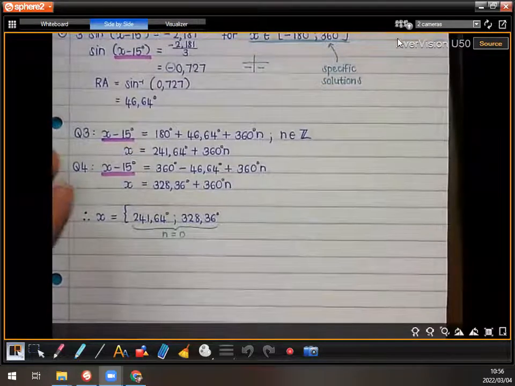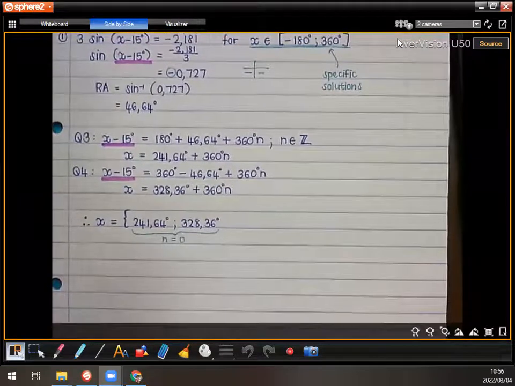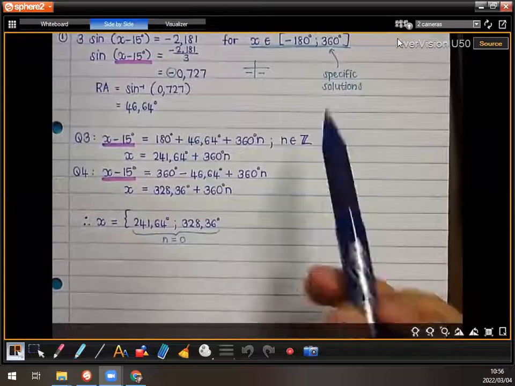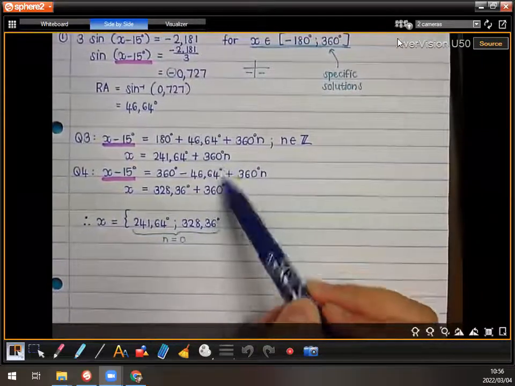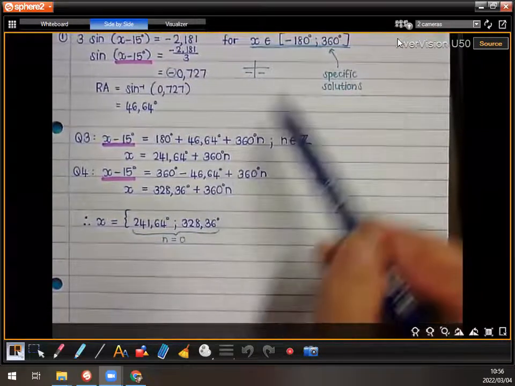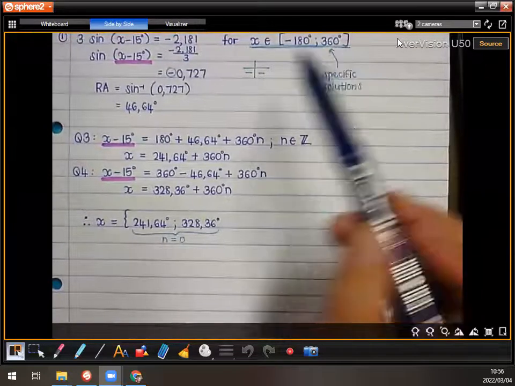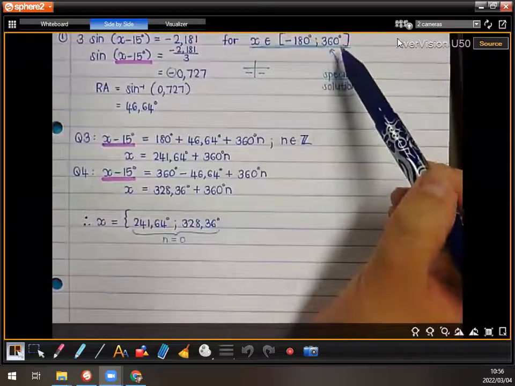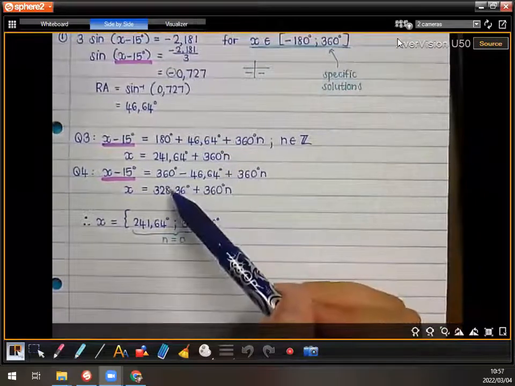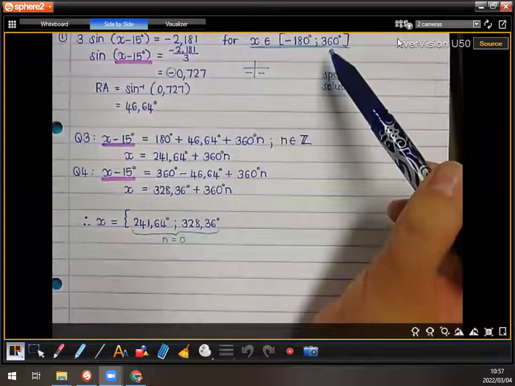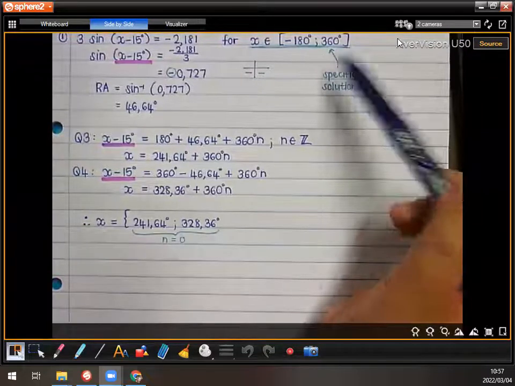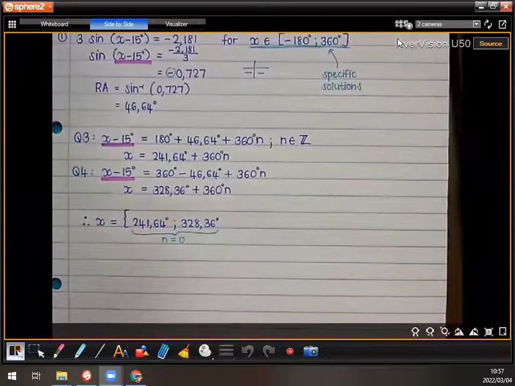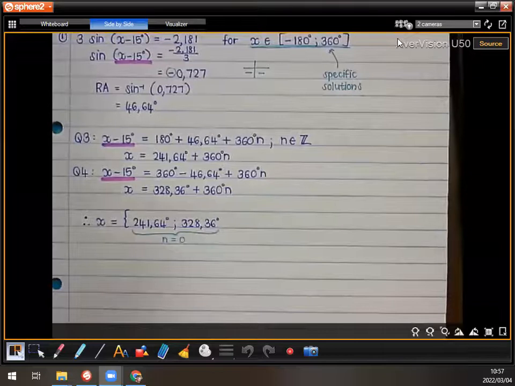So guys, if I make n equal to 1, when we start with 0, then we do 1, negative 1. If I make n equal to 1, do we agree that we're going to get in both of these cases values that are too big for my interval? So it's going to be 241 plus 360. That's obviously bigger than 360. All right? And for this one as well, this plus 360 is also going to give us something that is too big. So n equals 1 is not going to work. What about n equals negative 1?